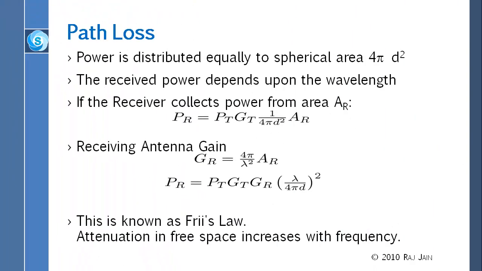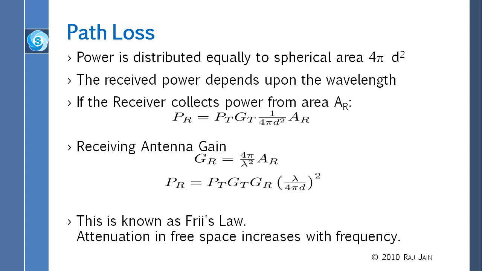So now let's talk about the path loss. When you send some power out, it goes in a sphere, and the area of the sphere is 4 pi d square, right? So whatever number of watts you have sent is spread. As you go more and more distance, the power per unit area goes down to transmitted power divided by 4 pi d square.